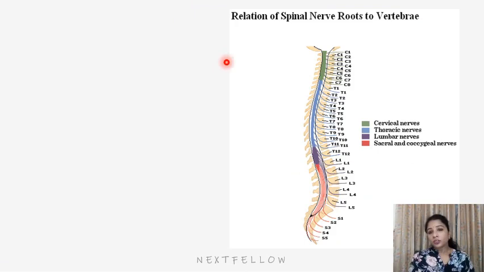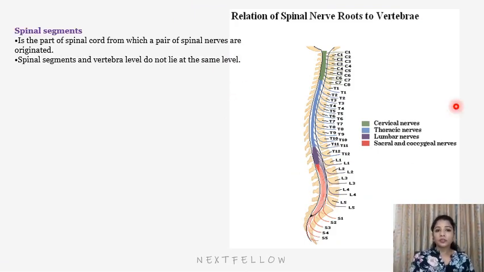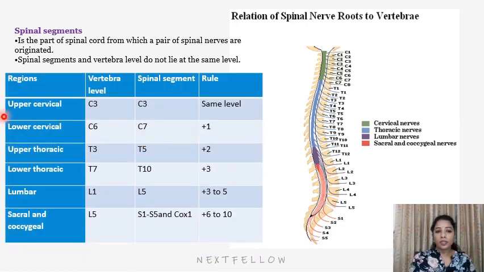Next, the relations of the spinal nerves to the vertebrae. The spinal segments are not in correlation with the vertebral level. The part of the spinal cord from which the spinal nerves originate, each part is called a spinal segment. Spinal segments and vertebral levels do not lie at the same level. So here is a table for us to understand.